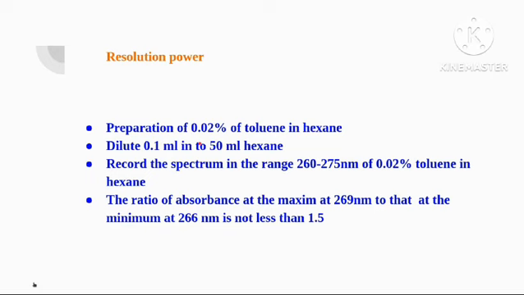Further dilute 0.1 ml of the above solution to 50 ml with hexane. Operate the UV spectrophotometer according to the SOP on operation and use hexane as a blank. Record the spectrum in the range 260 to 275 nm of 0.02% toluene in hexane. Calculate the ratio of the absorbance at the maximum at 269 nm to that at the minimum at 266 nm.